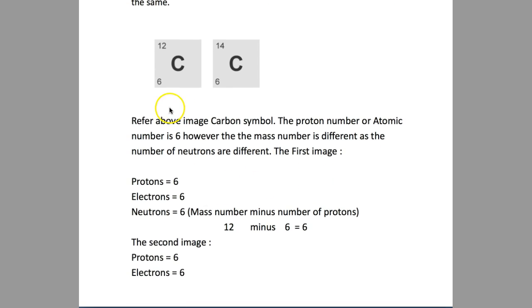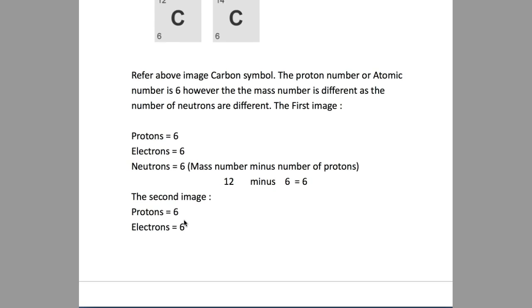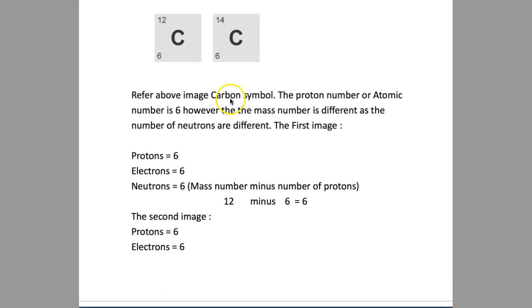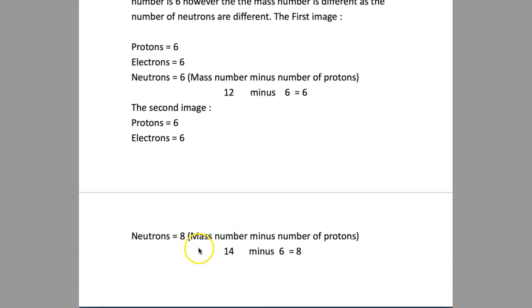In the first image, protons are 6, so electrons are also 6. So if you take away the protons from the mass number, you will get the neutrons, which is 6. In the second image, the protons are 6, so the electrons are also 6. From the mass number, if you take away the 6, you will get 8, so that is the neutrons.